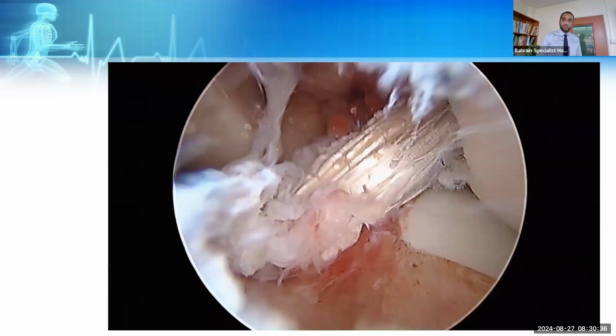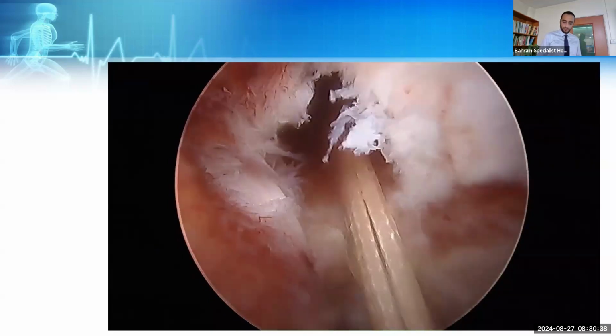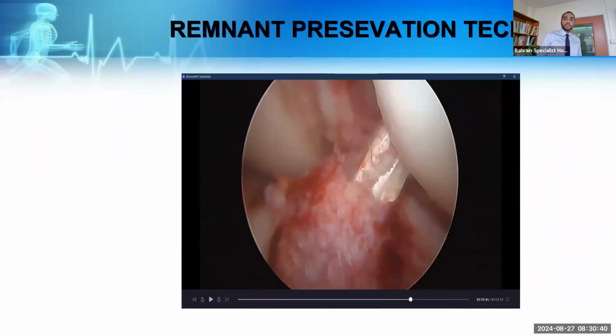And on the tibial side, we fix a screw. So remnant preservation ACL technique, this is the most preferred technique that I use for ACL reconstruction. The advantage here is we are preserving the remnant of the ACL. So the remnant is the stump, the part of the ACL stump, which is on the tibia. So this is called the remnant.